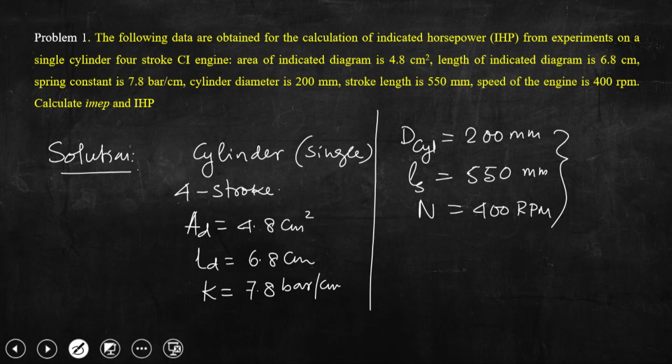So, let me write the first thing that we have established today: the indicated mean effective pressure can be obtained using the indicated area of the indicated diagram AD divided by the length of the indicated diagram or length of the indicator card LD. So, this ordinate length multiplied with this constant will give the indicated mean effective pressure. Let us first calculate this indicated mean effective pressure in the next slide.